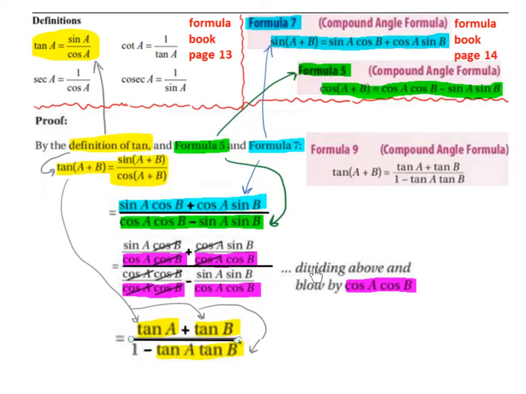So next we're going to divide above and below by cos of A cos of B. So we're going to have sine of A cos of B divided by cos of A cos of B plus cos of A sine of B divided by cos of A cos of B. And that's all going to be divided by cos of A cos of B divided by cos of A cos of B. Bring down the minus. Sine of A sine of B divided by cos of A cos of B.